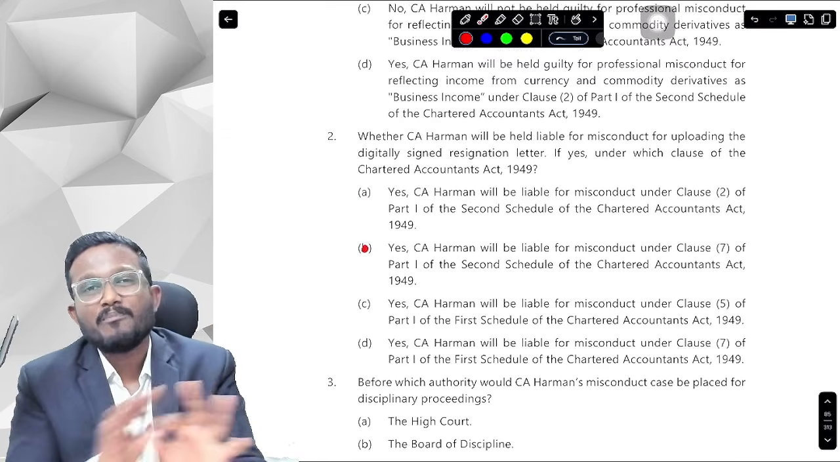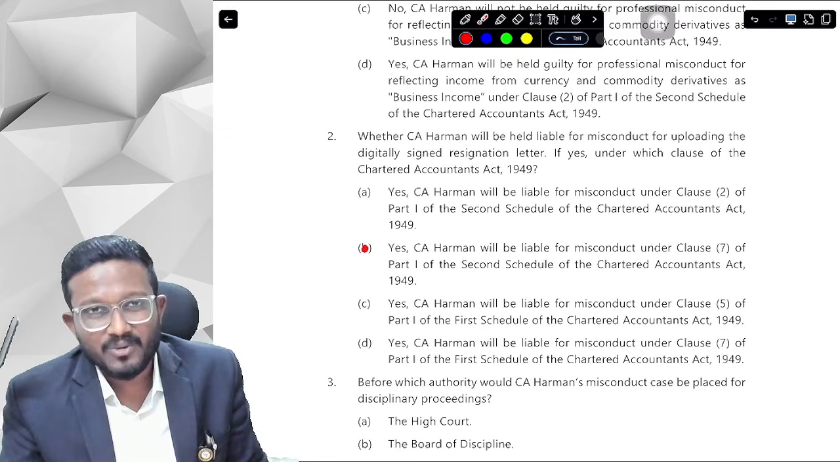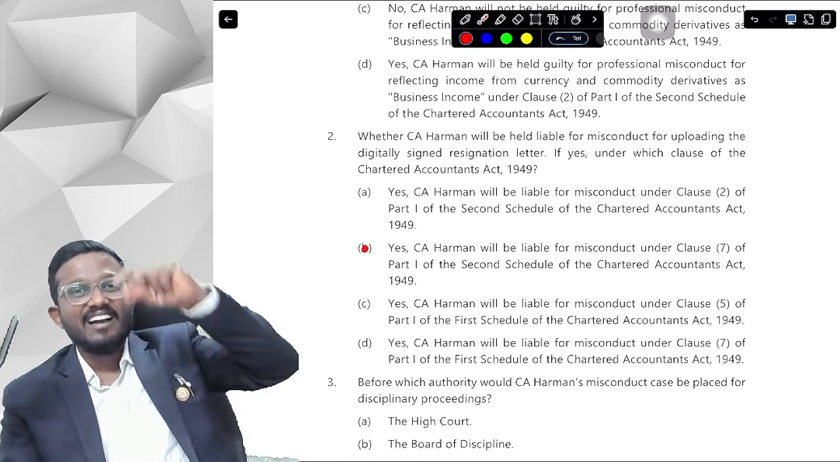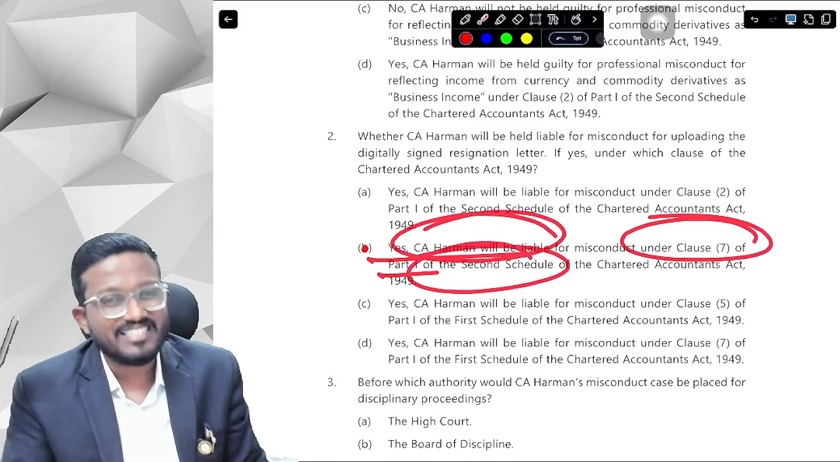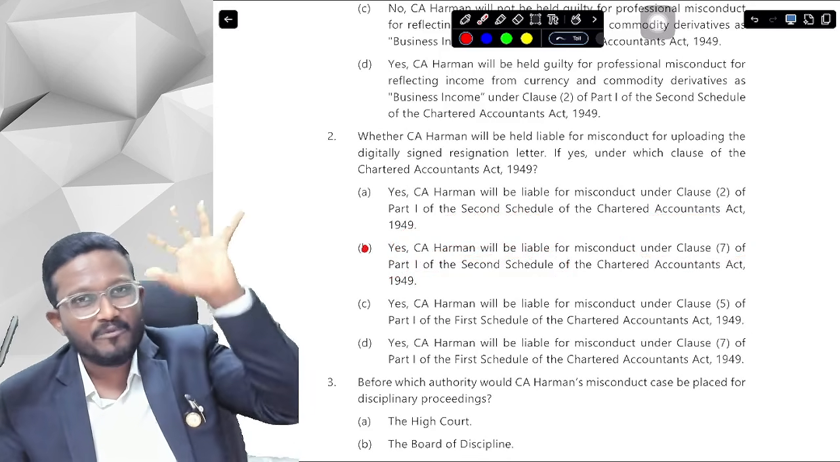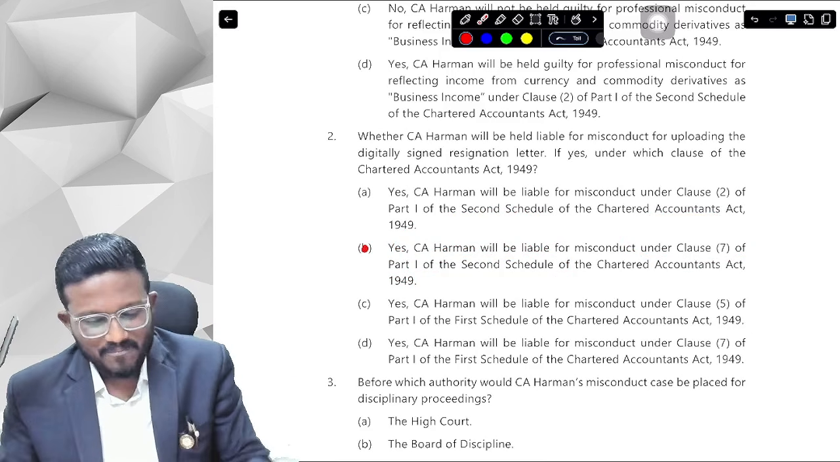CA Herman has not performed his work based on due diligence and he is grossly negligent in the performance of his duties. So which clause will be applicable here? Triple C's OMMG. G for grossly negligent, that is, CA Herman will be guilty under clause 7 of Part 1 of the Second Schedule. We have already discussed how to remember all the clauses in our professional ethics detailed revision video, which is uploaded for Hindi and English students as well.